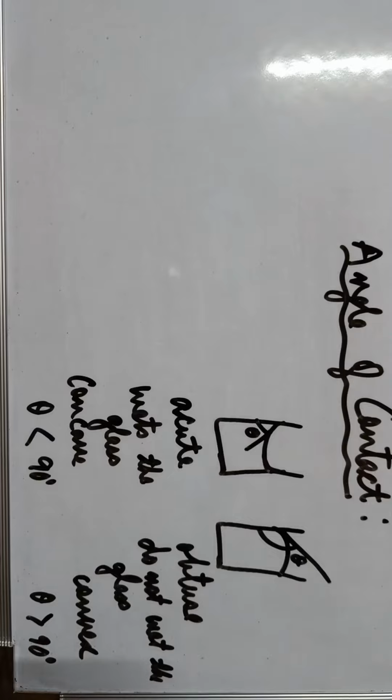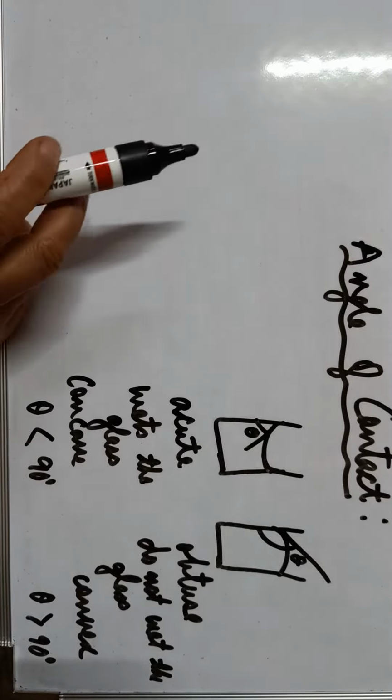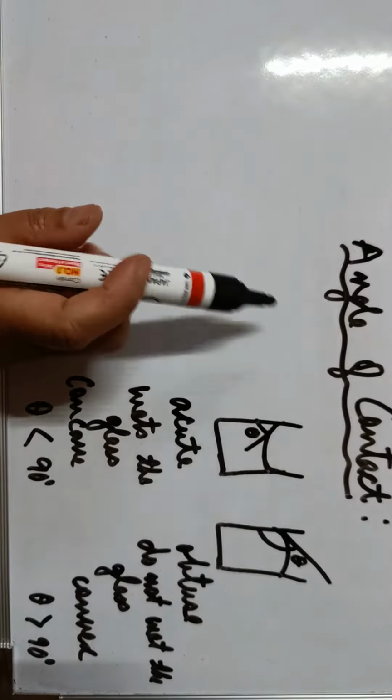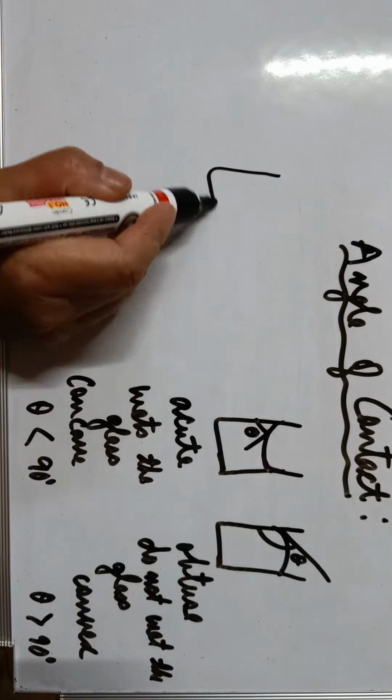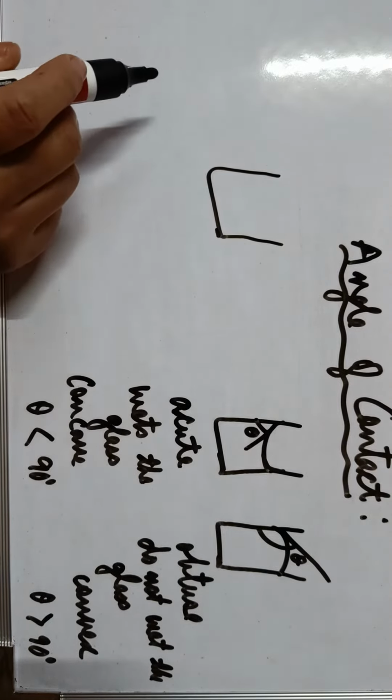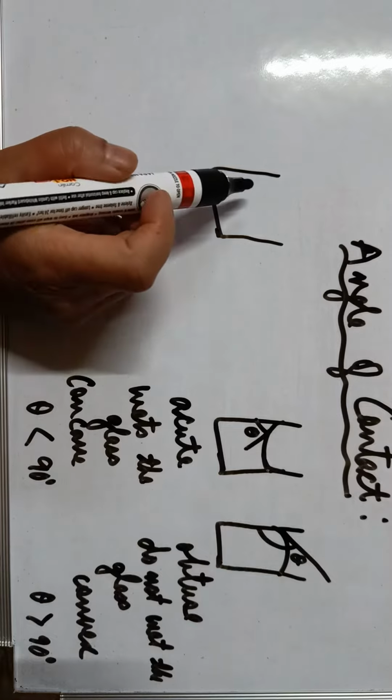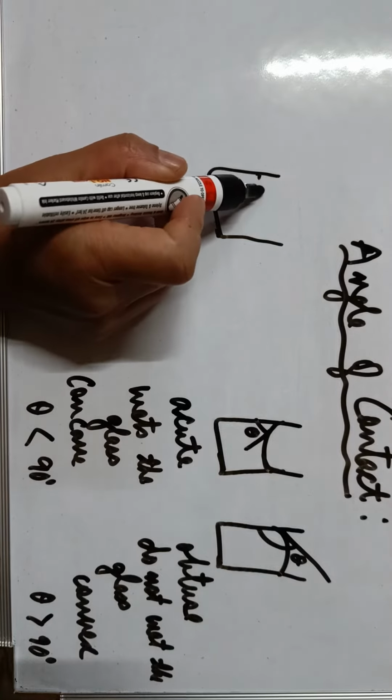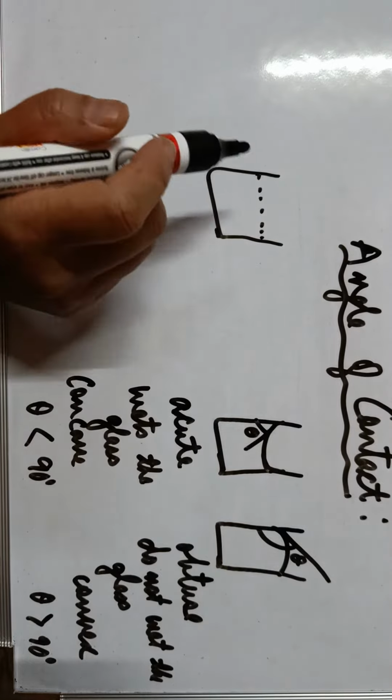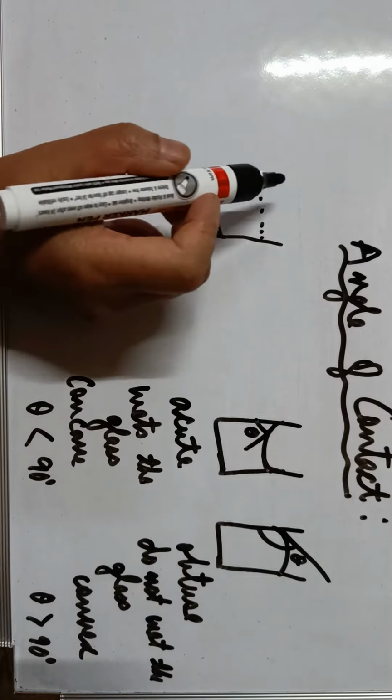Now here we see that there is liquid here. So if there is liquid here, it is always observed that the liquid will either be of this form or of this form. It means the meniscus of the liquid. So what is the angle of contact?